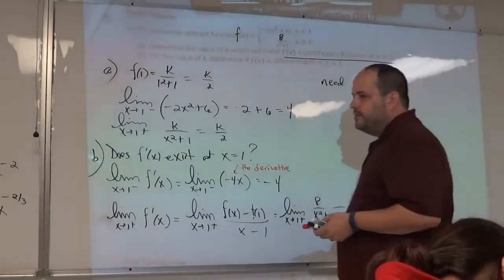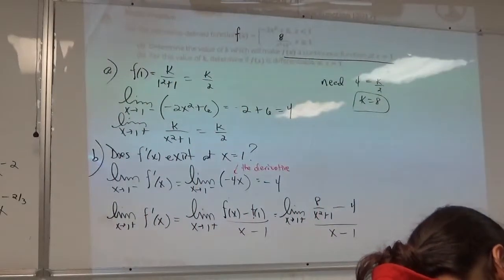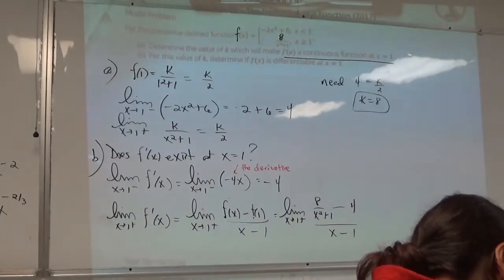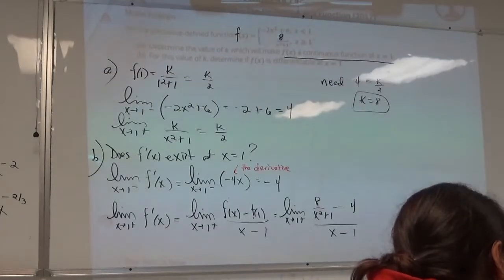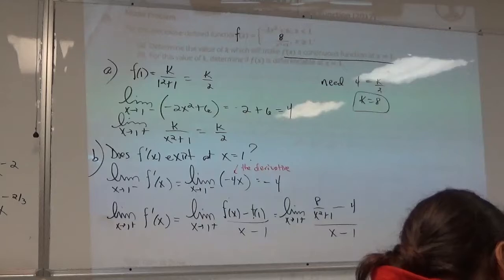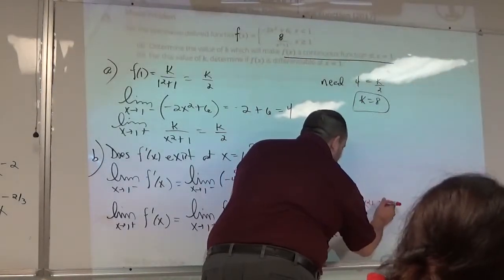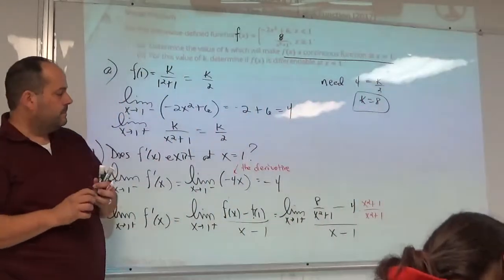We need to know how to evaluate this limit. This is Unit 1 skills. There's going to be lots of opportunities to practice. I might focus on that fraction, 8 over x squared plus 1 minus 4. Get a common denominator. The common denominator is x squared plus 1, so I'm going to multiply by x squared plus 1 over x squared plus 1.